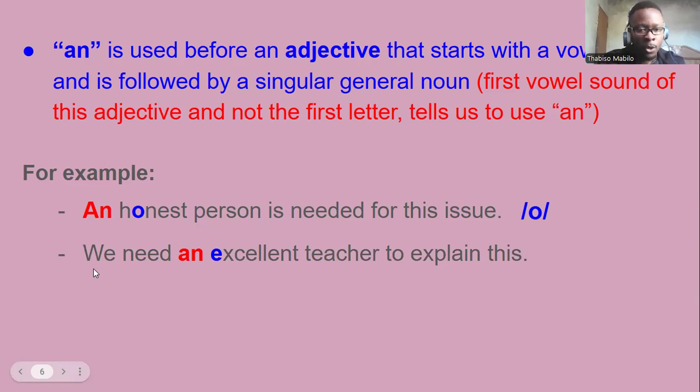Next example. We need an excellent teacher to explain it. So you have excellent, which is an adjective, and teacher, which is a noun. The adjective excellent starts with the sound E, which is a vowel sound. A, E, I, O, U, like we said, these are what we call vowel sounds. So that's why in this case we use the article an, because the first sound of the adjective, which is before the noun, starts with a vowel sound.